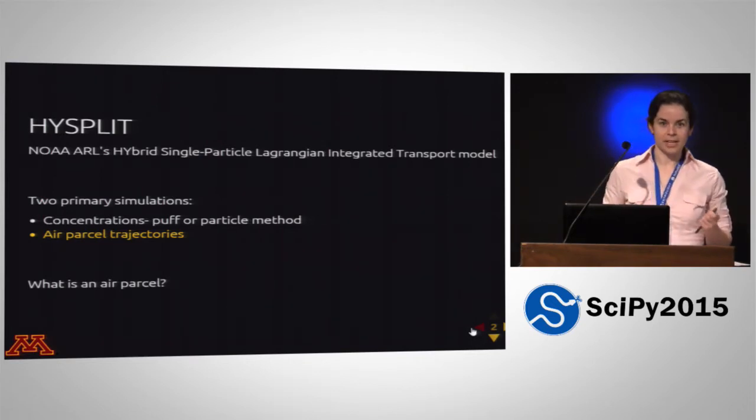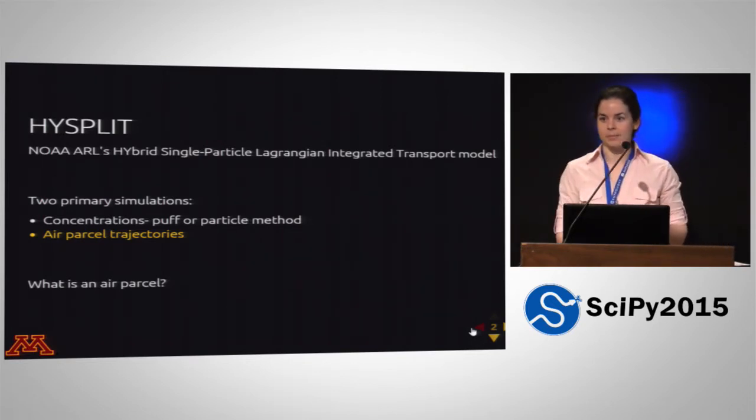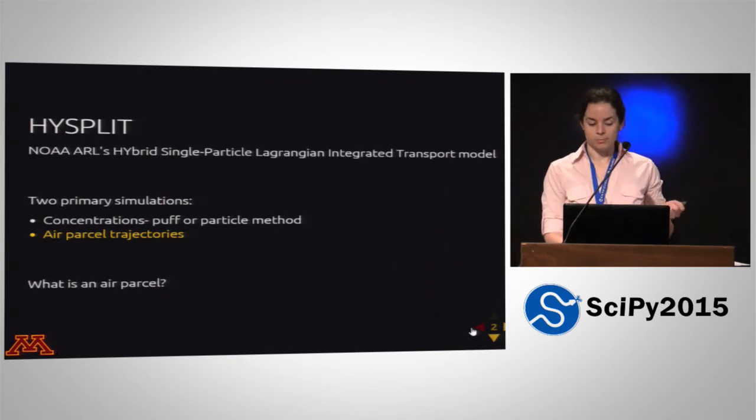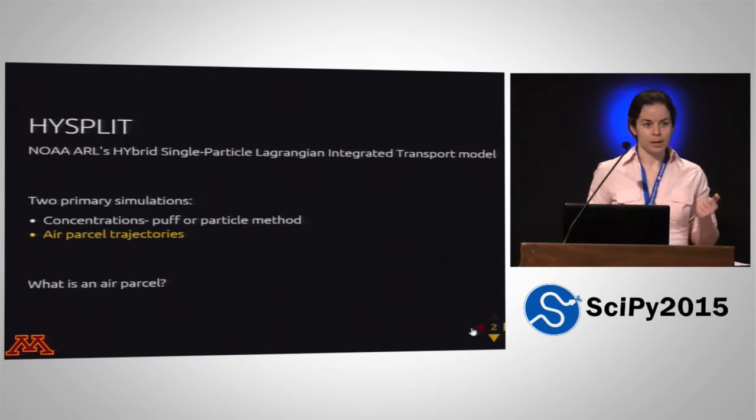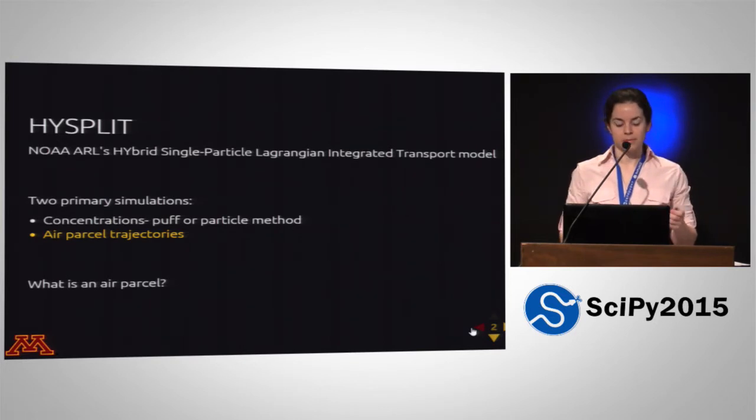Now when I explain PySPLIT to people, a question I get asked about 75% of the time is what is an air parcel? An air parcel is a hypothetical small volume of air. It's small enough to be homogeneous, so we can think of it about the size of a meter cubed.